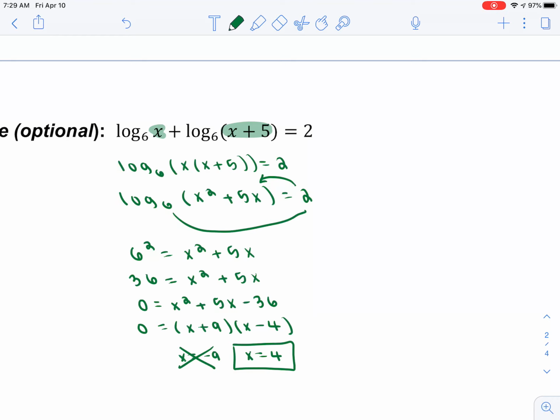That -9 makes actually both of those logs' arguments negative. The 4, however, did work. So hopefully you tried this one out and hopefully you got it right. And if you did, great job, because a lot of the problems we do in pre-calculus look just like this.